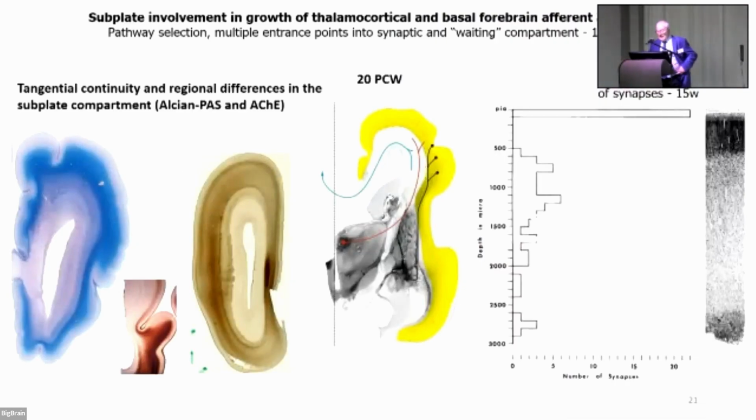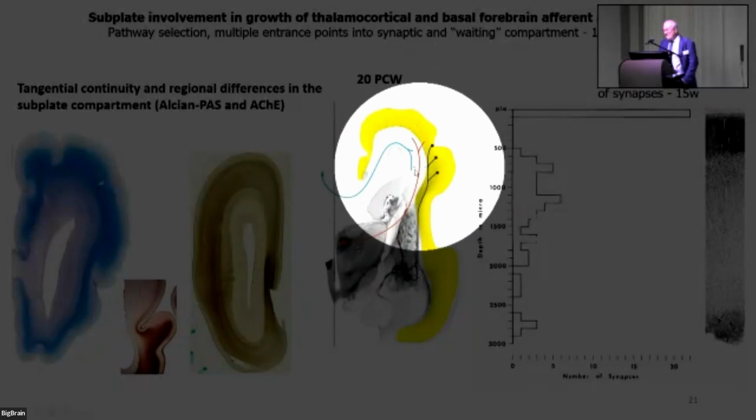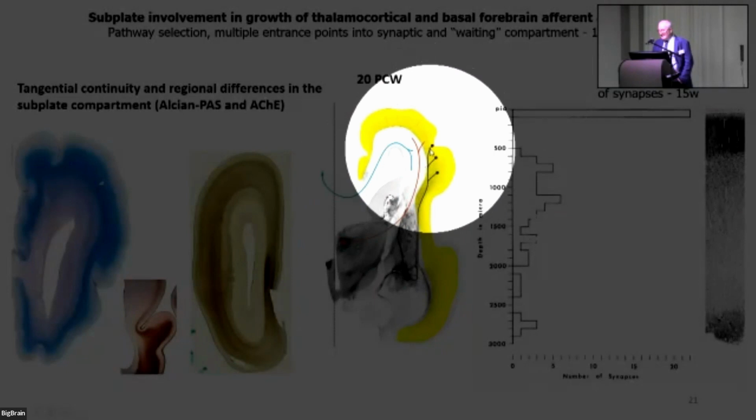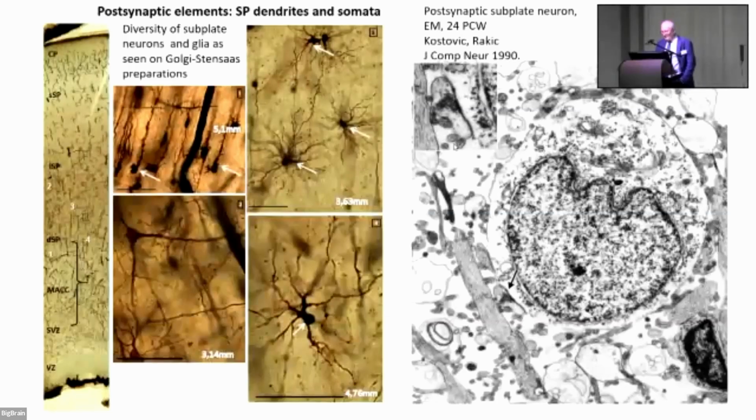analysis. And the subplate is shown here with blue, brown, yellow, and synaptic distribution. It really can be considered a waiting compartment. You see the axons come, they find their partners, but that's just a step before they grow into the cortical plate.